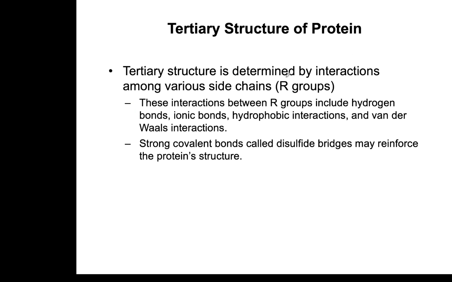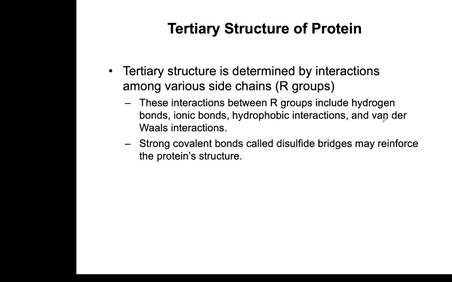Tertiary structure of a protein is determined by interactions among various side chains. Between R groups, chemical bonds can be formed. This makes the secondary structure fold or twist more to form a globular structure. These interactions between R groups include hydrogen bond, ionic bond, hydrophobic interaction, and van der Waals interaction. I did not mention van der Waals interaction.